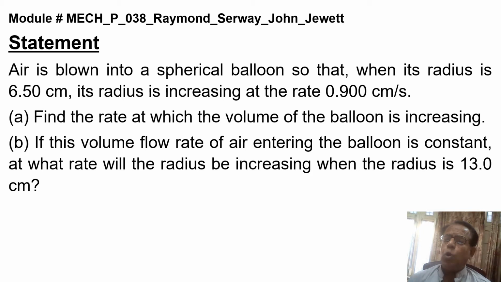Air is blown into a spherical balloon so that when its radius is 6.50 centimeter, its radius is increasing at the rate of 0.900 centimeter per second. Part A. Find the rate at which the volume of the balloon is increasing.